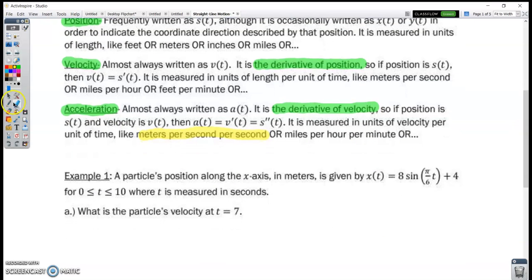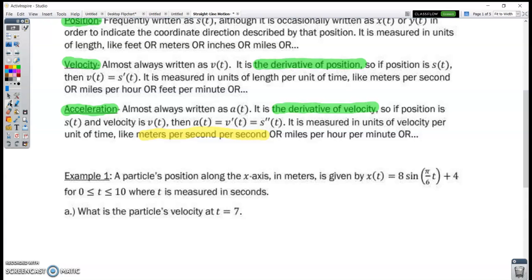Example 1. A particle's position along the x-axis in meters is given by x of t equals 8 sine of the quantity pi over 6 t plus 4, where 0 is less than or equal to t is less than or equal to 10, where t is measured in seconds. And we're asked what's the particle's velocity at time 7.